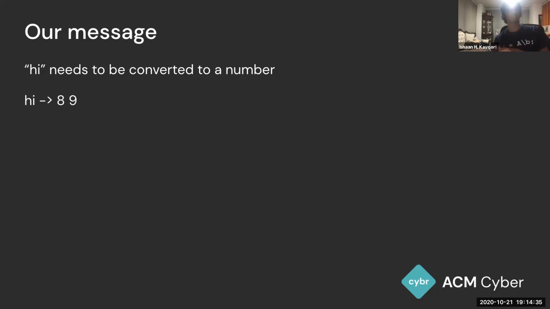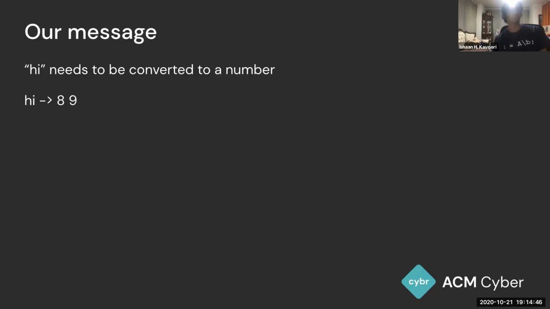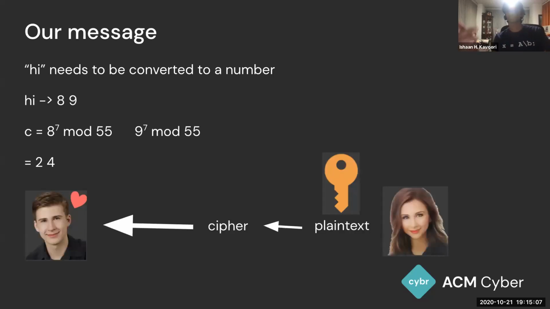And the way we're gonna encode this is we're gonna do it one letter at a time. So the first letter, again, if we apply our expression over here, that's gonna equal 8 to the 7 mod 55. And the second letter is 9 to the 7 mod 55. You could calculate that yourself, but I'll save you the time. What you get is 2 and 4. Okay, so that is the ciphertext, 2 and 4. Sharon is going to use this method to encrypt her plain text, which is just the word hi. It's going to become ciphertext, and she's going to give the ciphertext to Aaron.